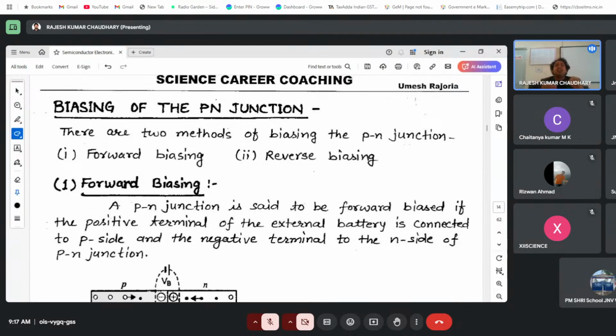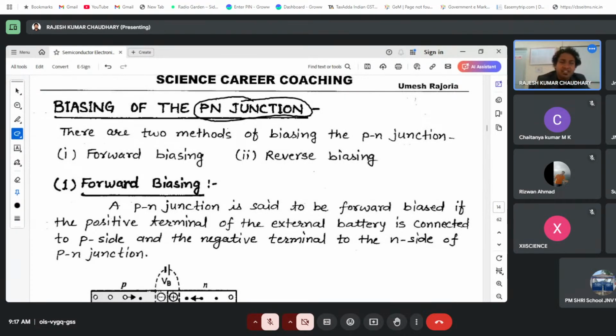Okay, there are different ways of preparing, cooking, and utilizing your rice. Understood? In the same way, when we have our PN junction, it can be used in two ways. Got it? And those ways are called biasing.